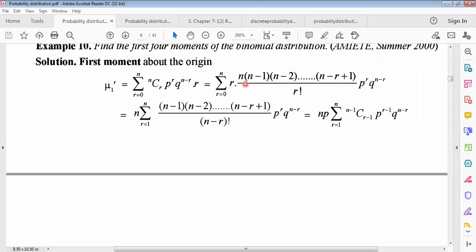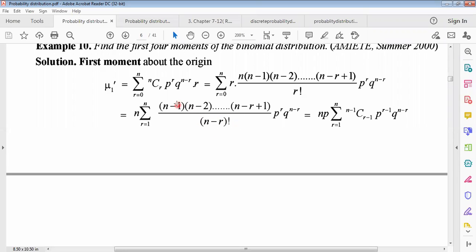Now you must know the nCr formula: n into n minus 1, n minus 2, up to n minus r plus 1, divided by r factorial, p to the power r q to the power n minus r into r. Now this r factorial can be written as r into (r minus 1) factorial. There is a formula you can write in your copy: n factorial equals n into (n minus 1) factorial. So r will be cancelled, and we get only (r minus 1) factorial.